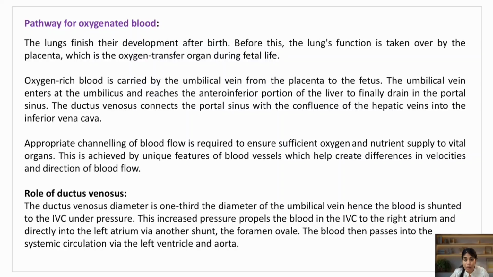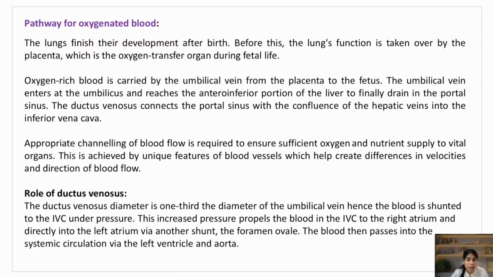Now this umbilical vein enters at the umbilicus and reaches the anteroinferior portion of the liver to finally drain in the portal sinus. The ductus venosus connects the portal sinus with the confluence of the hepatic veins into the IVC, or I can say the ductus venosus connects the umbilical vein directly to the IVC. Appropriate channeling of blood flow is required to ensure sufficient oxygen and nutrient supply to the vital organs, and this is achieved by unique features of the blood vessels which help create differences in velocities and direction of blood flow.